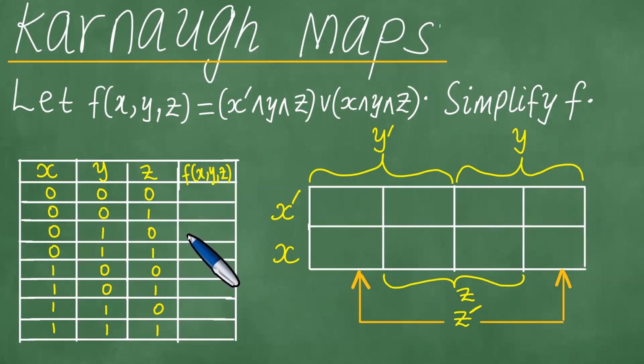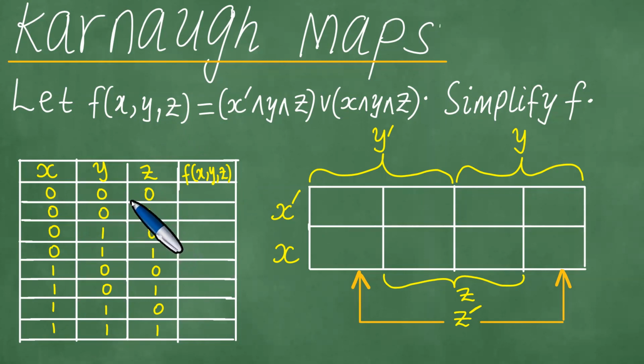Right, we are looking at the concept of what we call Karnaugh maps. Let f of x, y, and z be x primed and y and z, or x and y and z. We need to simplify the function f. To simplify the function f, we evaluate it at these different sets of values of x, y, and z.